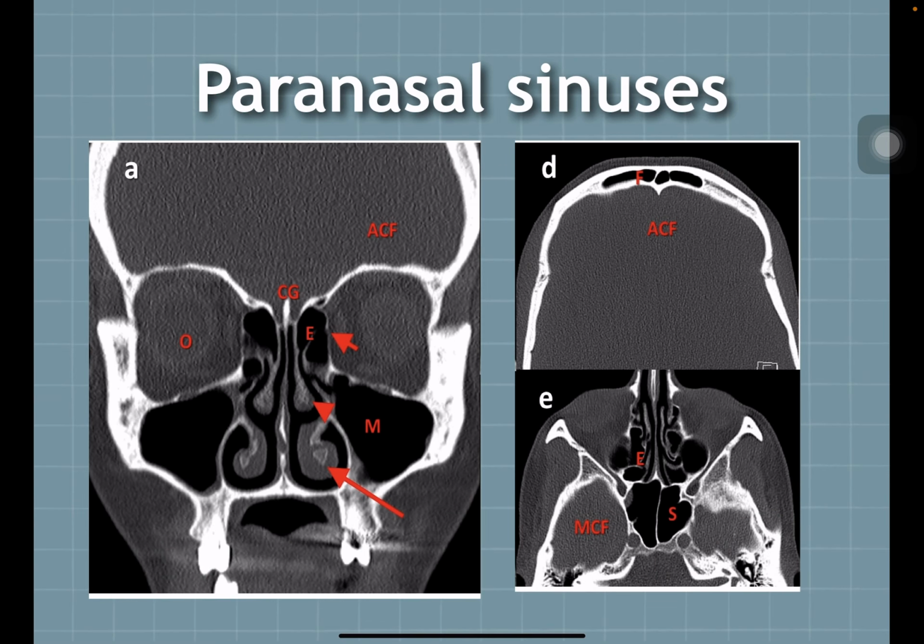And finally, paranasal sinus. This is a bone window image showing a normal paranasal sinus in coronal and axial cut. Image A is a coronal cut. Visualize the maxillary sinus, inferior and middle turbinate, ethmoid sinus, crista galli and orbit, and also anterior cranial fossa. And next is D, axial cut, visualize the frontal sinus. And next E, it visualizes the ethmoid and sphenoid sinus.